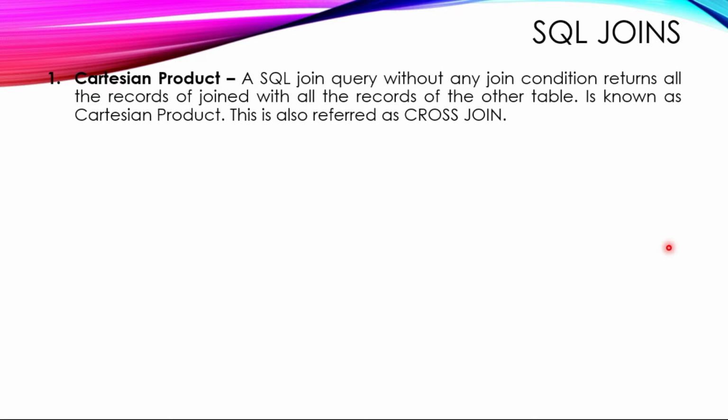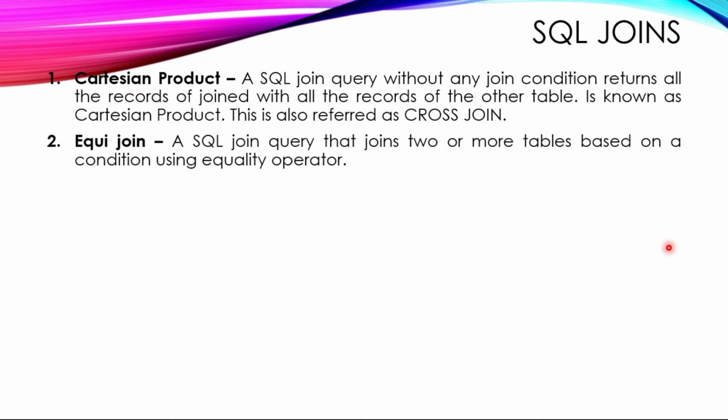First is Cartesian join. A SQL join query without any join condition returns all the records of one table joined with all the records of another table, which is known as Cartesian product. So Cartesian product means what? Every row gets matched with every row of the other table. Then the output of the table is called Cartesian product. It is also called cross join.